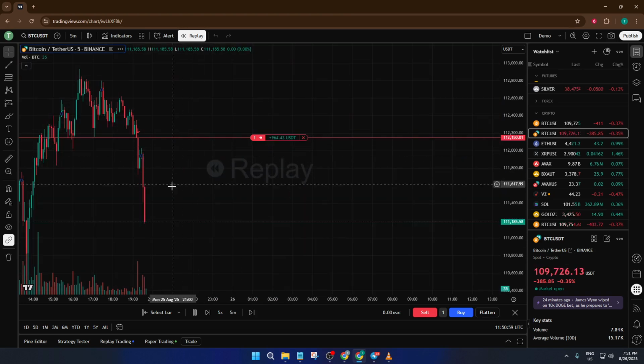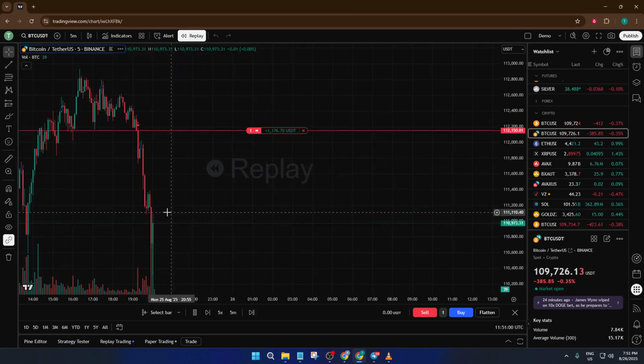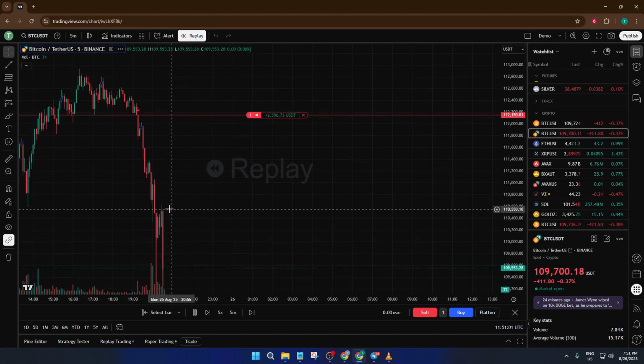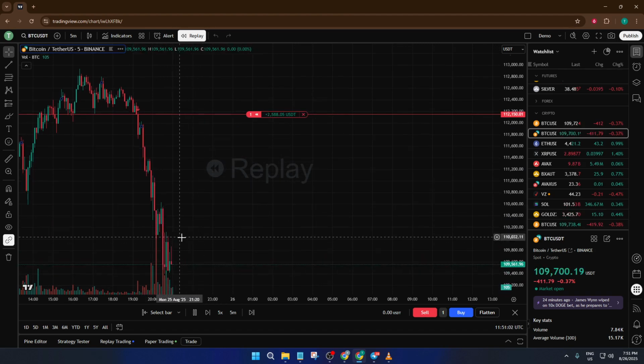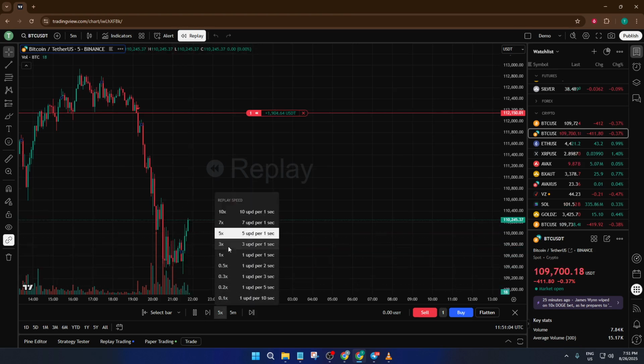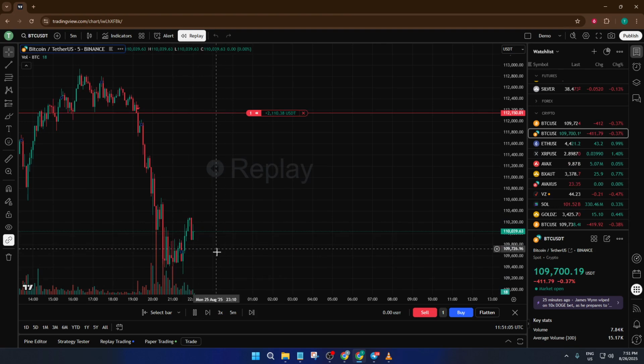Another handy feature is the interval selector. This lets you pick exactly how much data you see between each movement. Maybe you want to go candle by candle on the 5-minute chart, or jump through larger intervals if you're reviewing big picture trends. Adjusting the interval makes it so much easier to hone in on the details that matter most to your strategy.